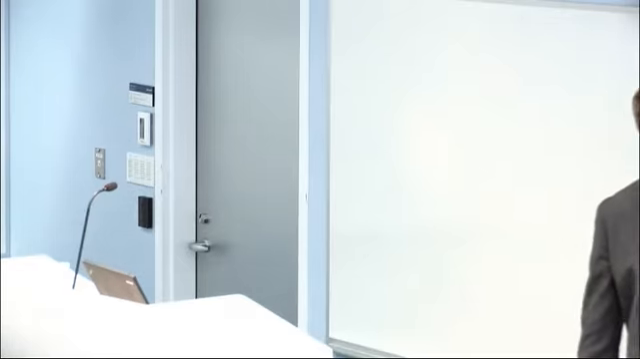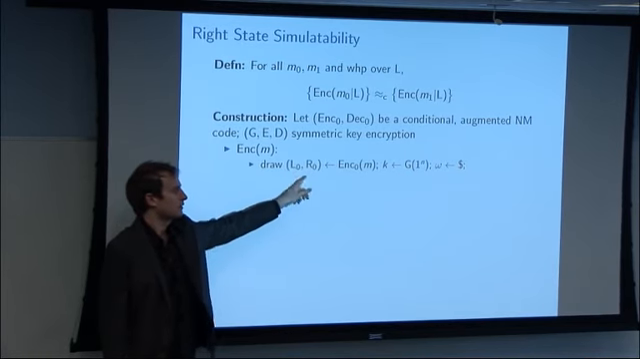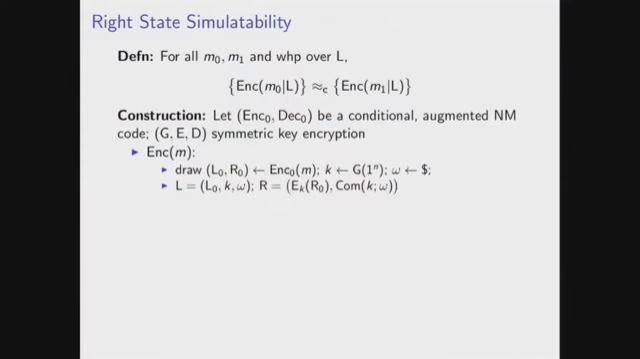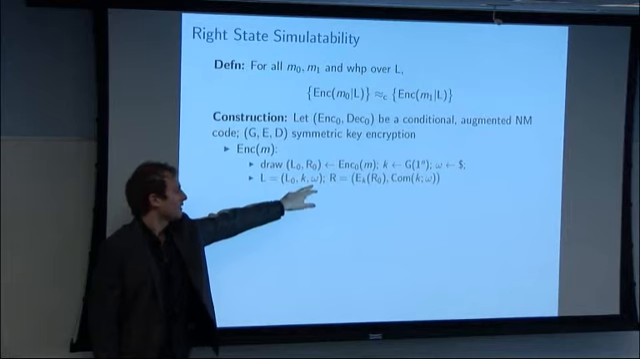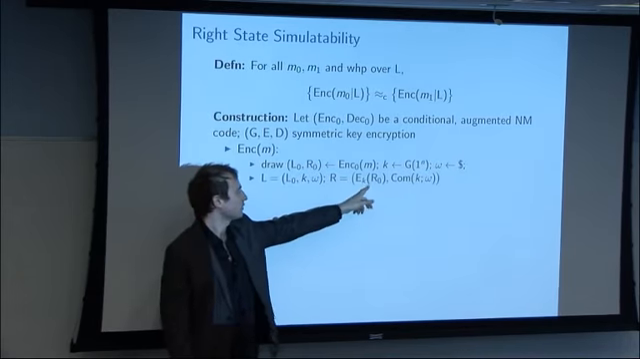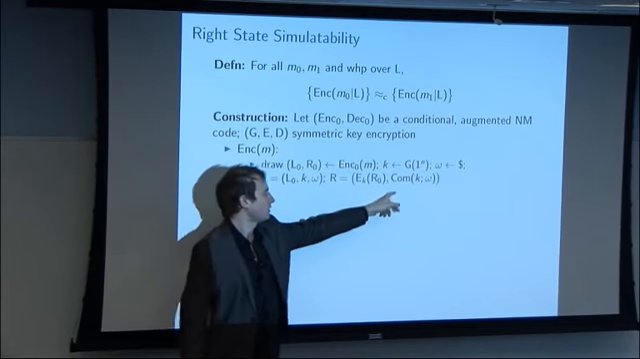So you have ENC0, DEC0, this information theoretic, conditionally augmented non-malleable code. And now you're going to build on top of it this new non-malleable code. What's it going to do? If it wants to encode M, it's going to draw this encoding from the information theoretic version. It's also going to draw a key from a symmetric key encryption scheme, and some randomness for a commitment. Then it sets L to be the L0 that you got, the key, and this randomness you drew. And on the right-hand side, you encrypt your message, your write state, and you commit to the key.